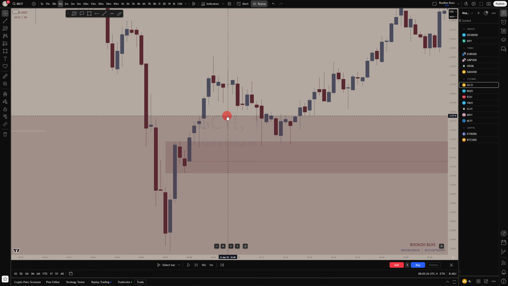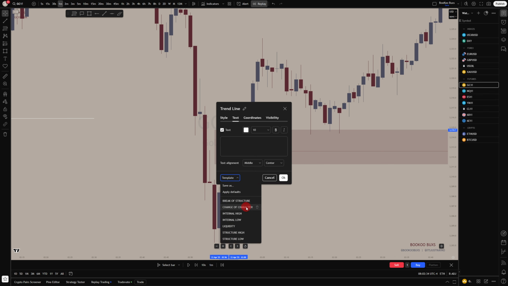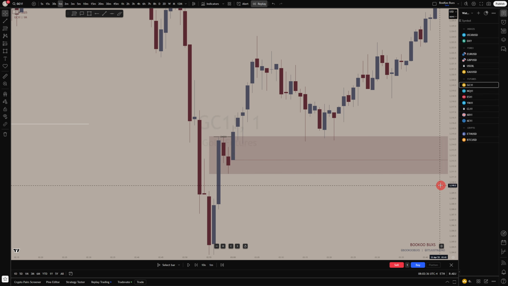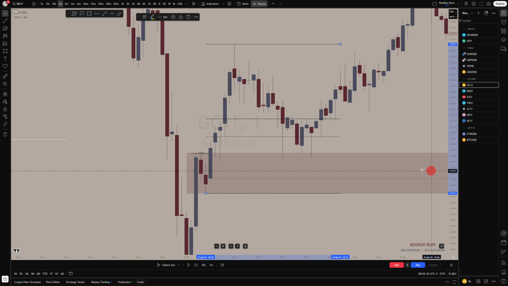higher high. So at this point in time, let me go ahead and delete this to clear the chart up. I did consider this as a change of character as an internal high was broken. So from here, I decided to use this internal range from this internal low to this internal high. And then I went ahead and used this extreme order block.